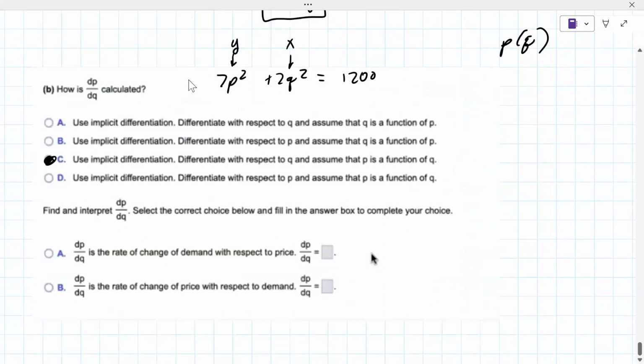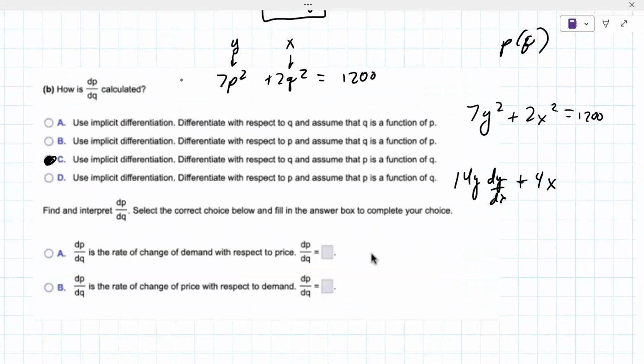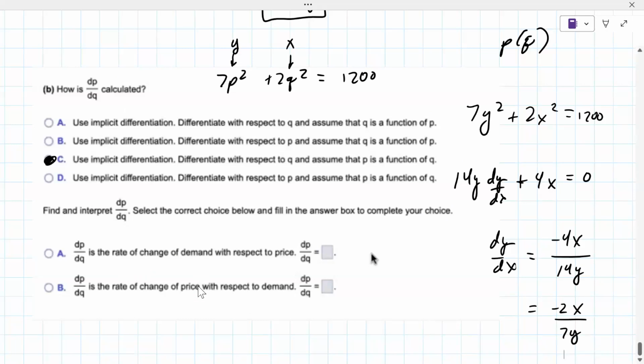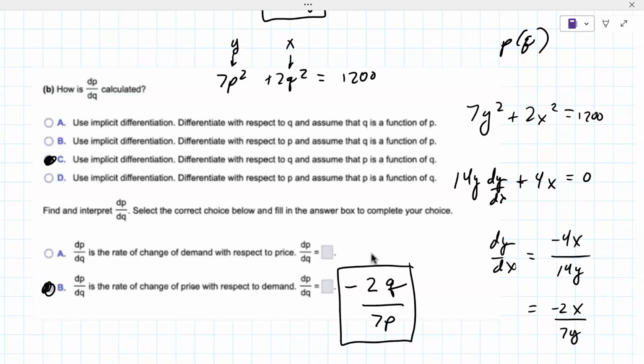All right. So then it's easier to do it with y's instead of p's and q's. So it's 14y dy/dx plus 4x equals 0, dy/dx equals minus 4x over 14y, which is minus 2x over 7y. x is really q. And so dp/dq is the rate of change of price with respect to demand. It ends up being minus 2q over 7p. Like that.